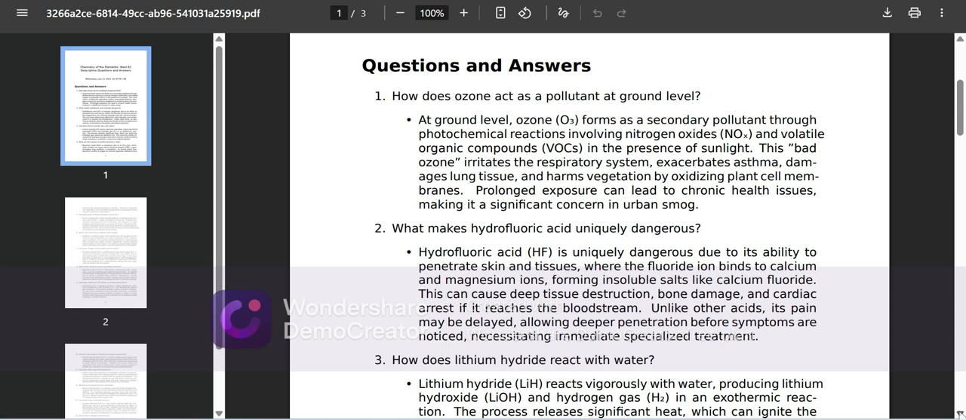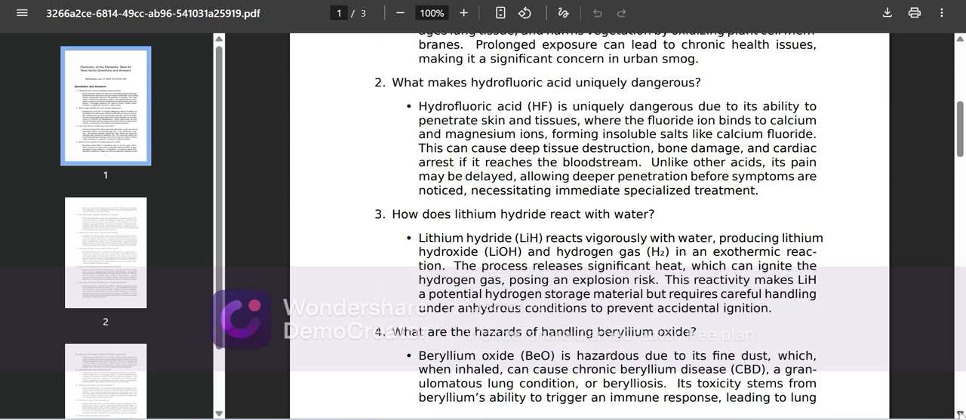How does ozone act as a pollutant at ground level? At ground level, ozone forms as a secondary pollutant through photochemical reactions involving nitrogen oxides and volatile organic compounds in the presence of sunlight. This bad ozone irritates the respiratory system, exacerbates asthma, damages lung tissues, and harms vegetation by oxidizing plant cell membranes. Prolonged exposure can lead to chronic health issues, making it a significant concern in urban smog.